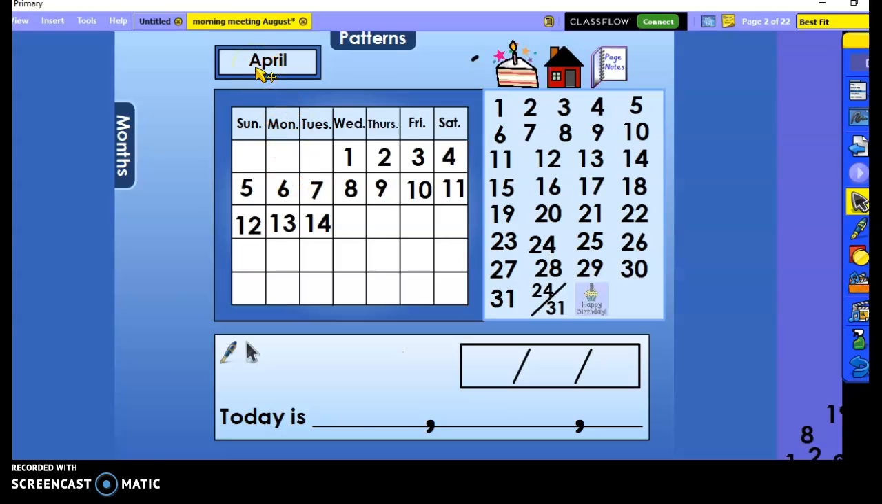Our month this month is April. Let's sing our months of the year song.